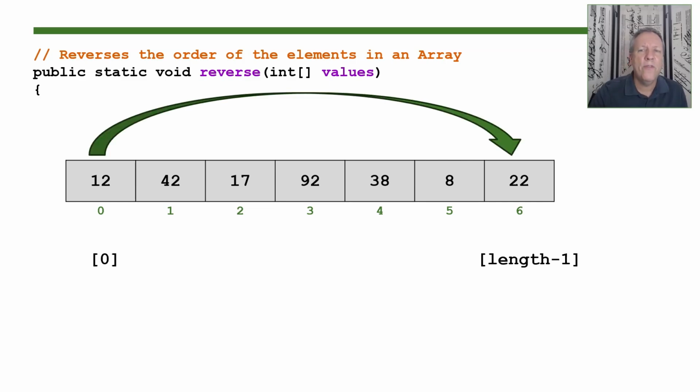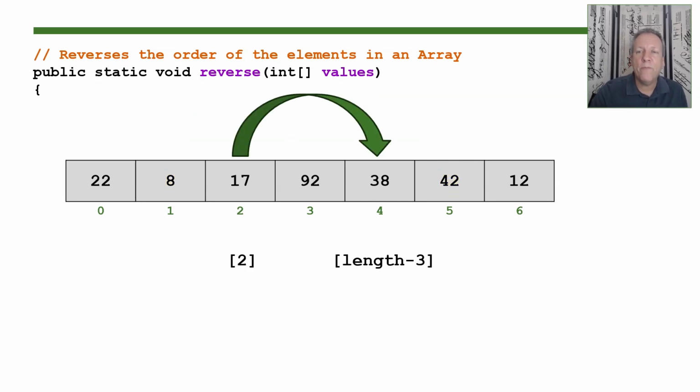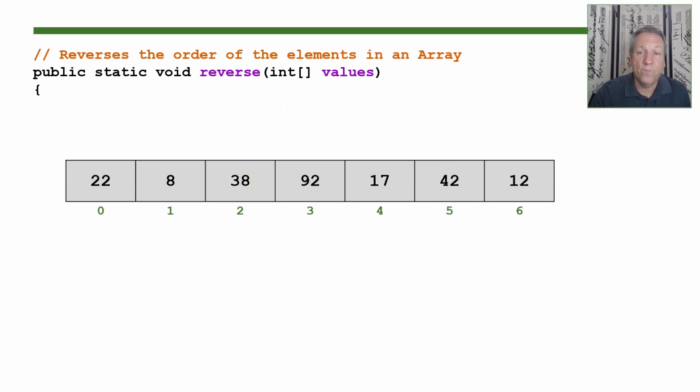First, if we swap the value at index 0 with the value at index length minus 1, the 12 and the 22 are switched, right? And then we want to swap the values at index 1 and index length minus 2, so 42 and 8 get switched. Then we'll swap the values at index 2 with the value at index length minus 3, so the 38 and 17 have switched. And 92 is in the middle, so it doesn't need to get switched at all. And that's it. Now our array has been reversed.